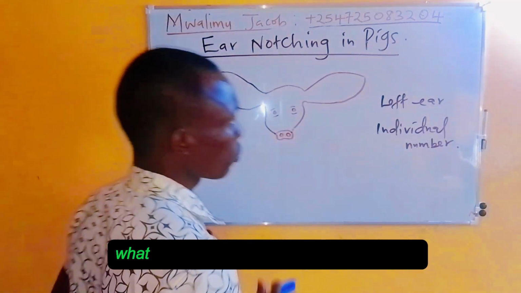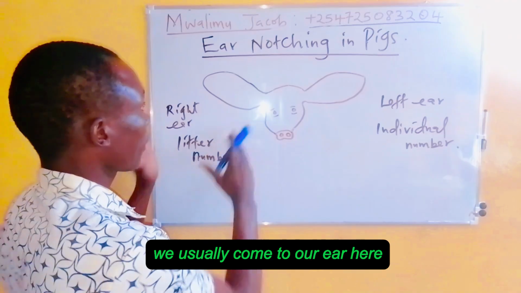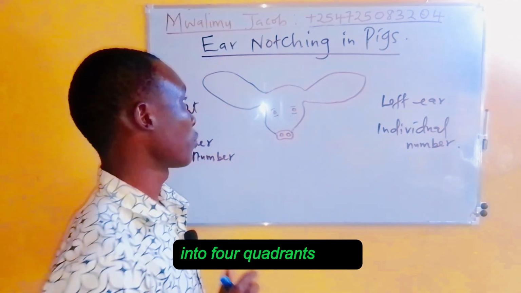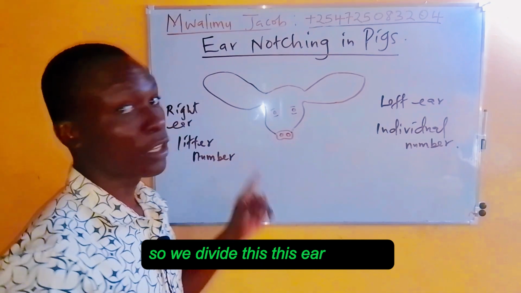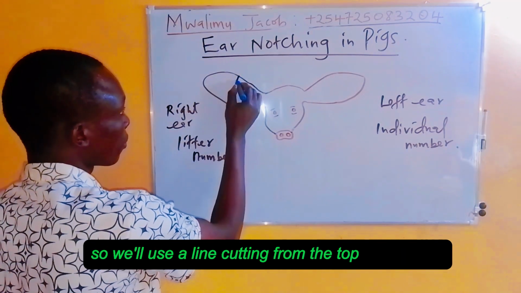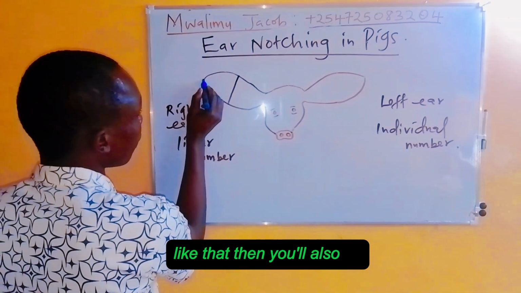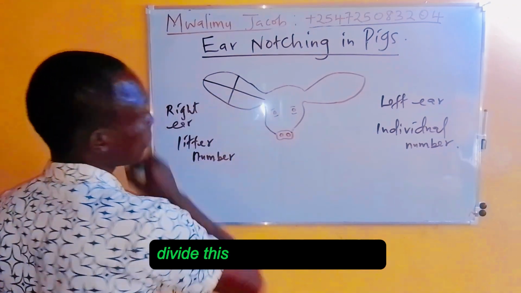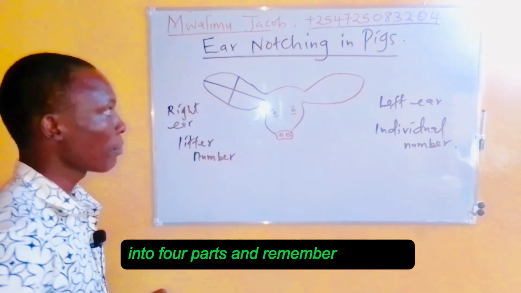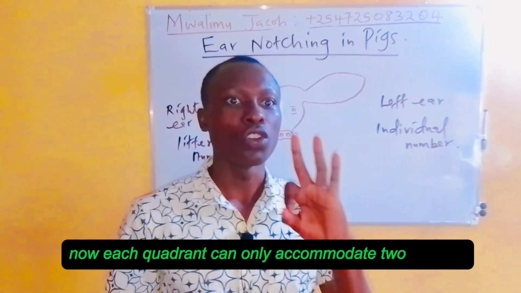Okay, so what we do when we want to notch our ear, we usually come to our ear here and we divide this ear into 4 quadrants. So we'll use a line cutting from the top downwards like that. Then we'll also divide this ear like that into four parts. And remember, each quadrant can only accommodate 2 notches.